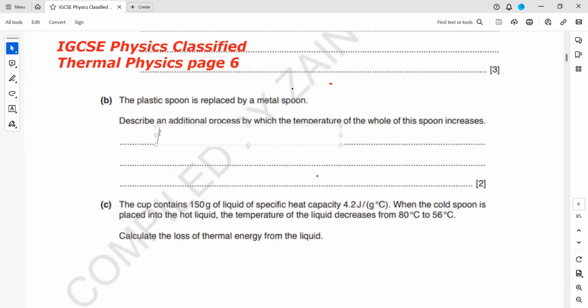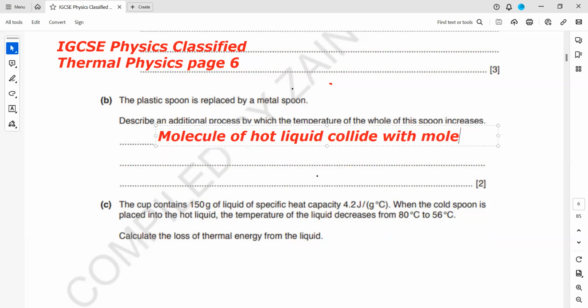So the molecules of the hot liquid will collide with the molecules of the spoon, and another thing that will happen, it will cause lattice vibration.